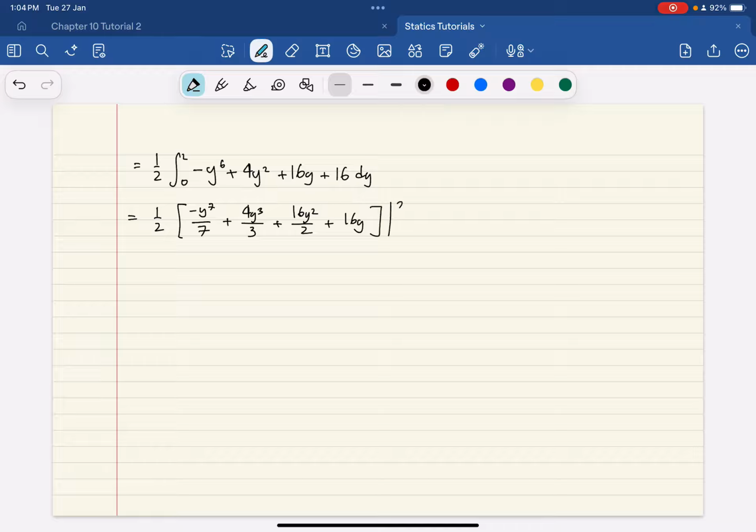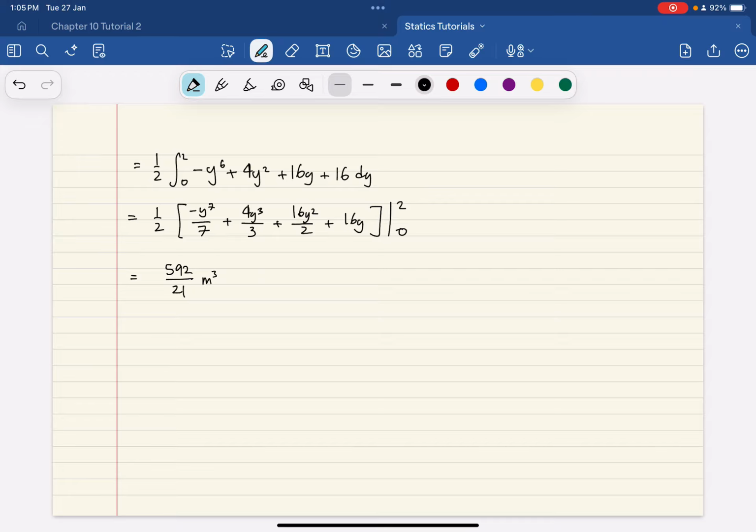Okay, so when you put here 2 and 0, okay, so this half times negative 2 to the power 7 over 7 plus 4 over 3 2 cubed plus 16 over 2 2 squared plus 16 times 2. Okay, so you get here 592 over 21 meter cube. 0 obviously will be 0, so there's no point.